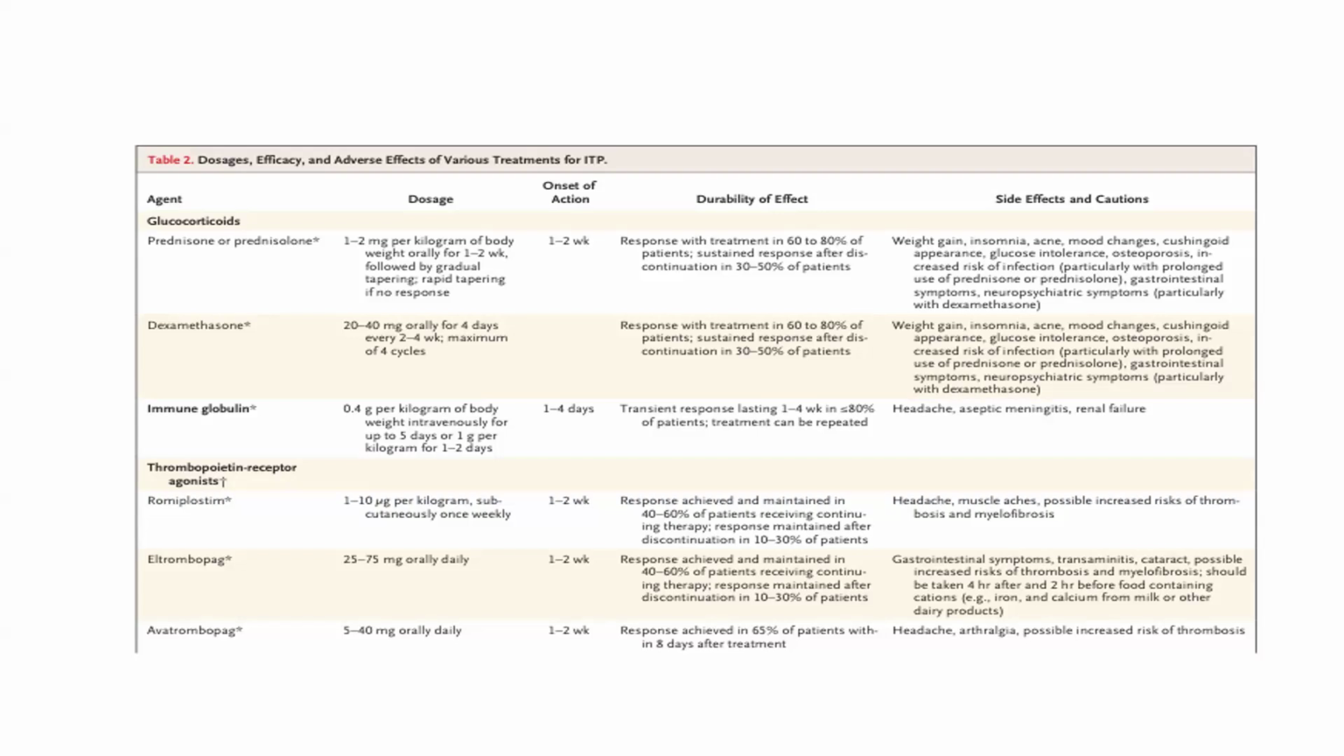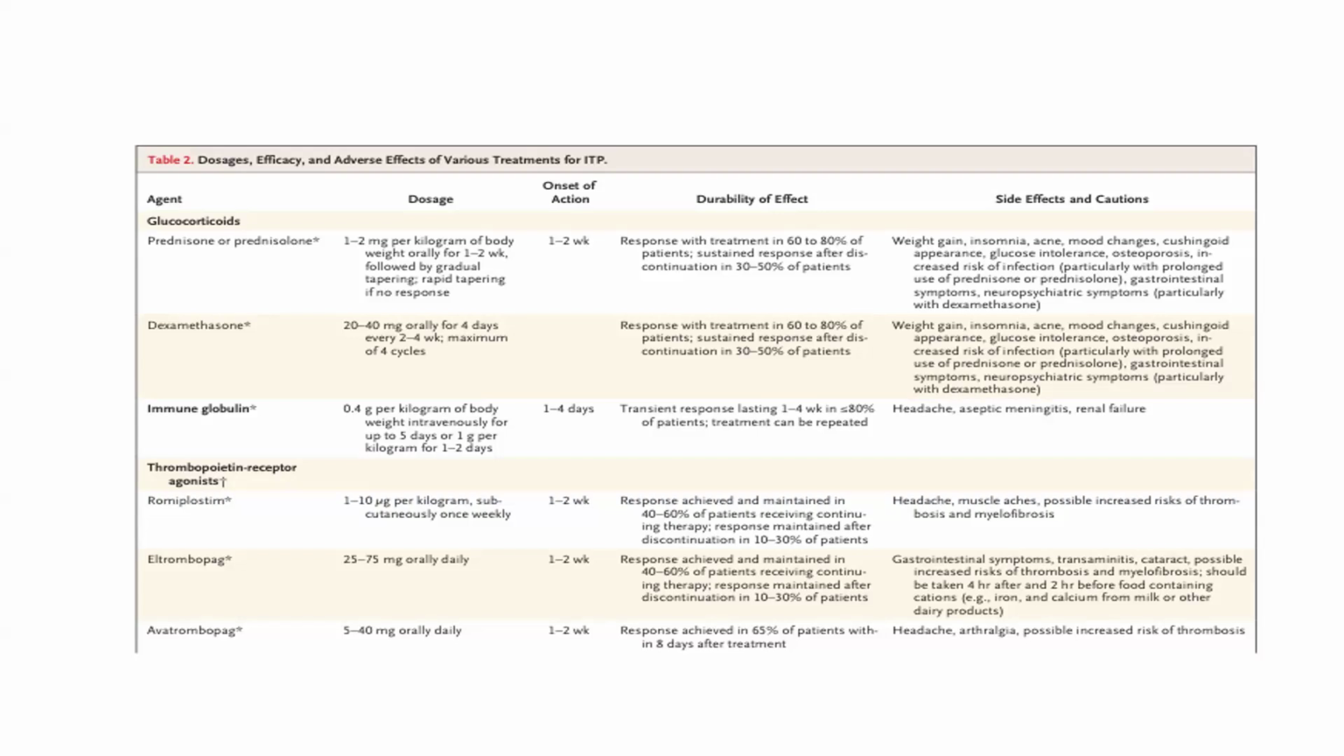gastrointestinal symptoms, and neuropsychiatric symptoms. The next steroid that we can use is dexamethasone, that is 20 to 40 mg orally for 4 days, every 2 to 4 weeks, maximum of 4 cycles. The side effects are the same as those of prednisolone.